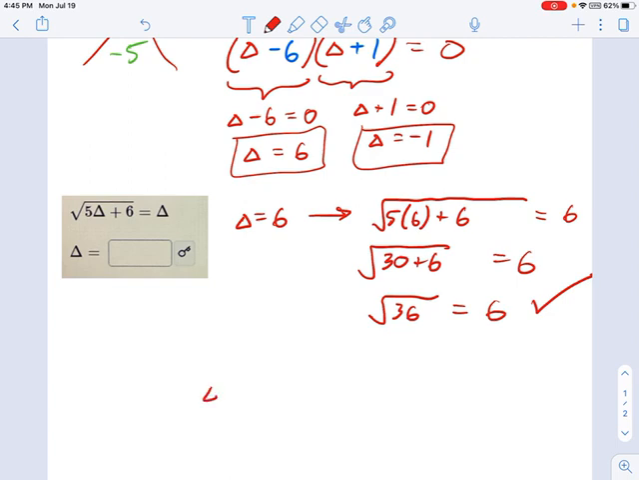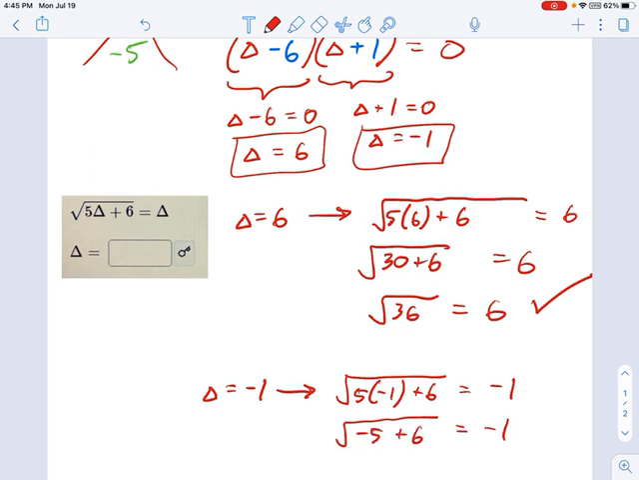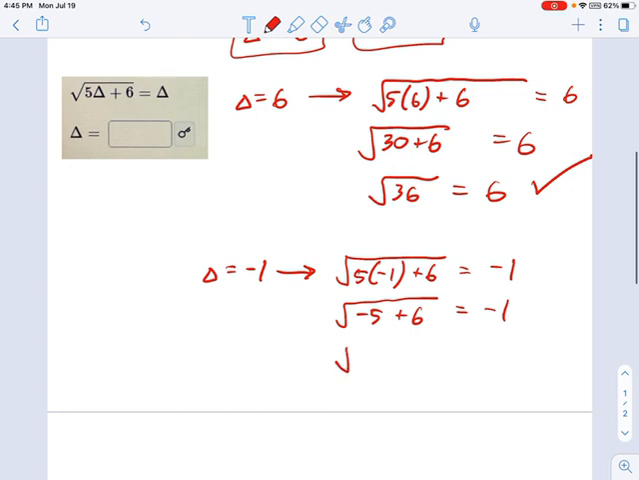Let's check the other one. Delta equals negative 1. So the square root of 5 times negative 1 plus 6 equals negative 1. So the square root of negative 5 plus 6 equals negative 1. And that means that's the square root of 1 equals negative 1. And you may be thinking at this point, well, sure, the square root of 1 is negative 1, right? The square root of 1, if you remember, is plus or minus 1.